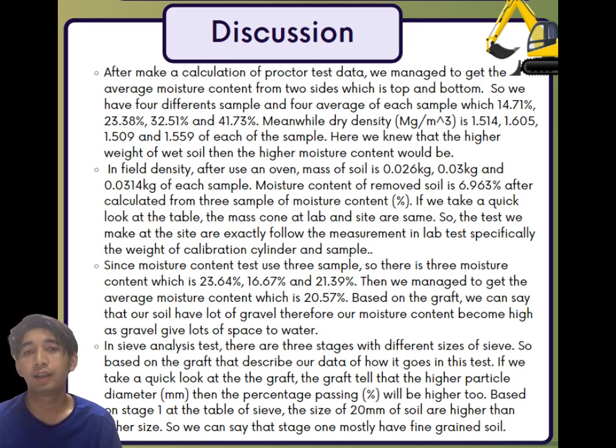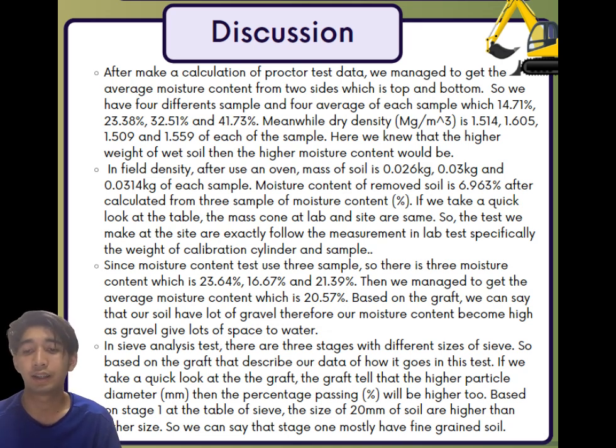For this activity, we use 3 samples of soil, and we will record some data like weight of moisture pan, weight of moisture pan plus wet soil, weight of moisture pan plus dry soil, weight of dry soil, weight of water, moisture content, and average moisture content.